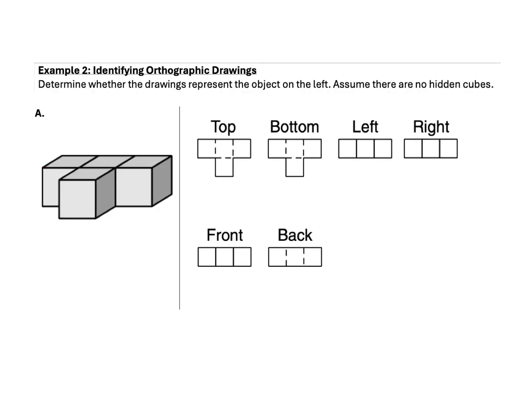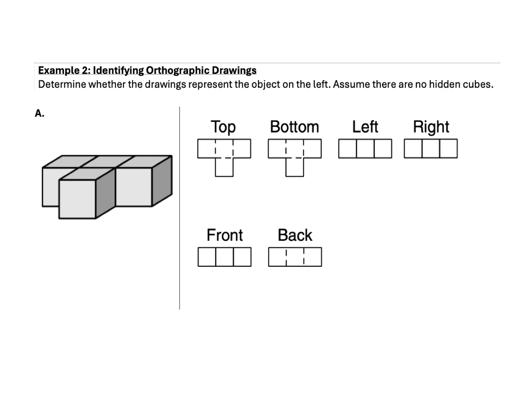For our final example of lesson 10.2, we're going to look at how to identify orthographic drawings. Notice that in this example, my 3-dimensional figure is given, as well as the 6 different orthographic views, and we want to determine whether the drawings correctly represent the object on the left, assuming there are no hidden cubes. In order to see that this is the correct orthographic drawing, we need to check all of the views.